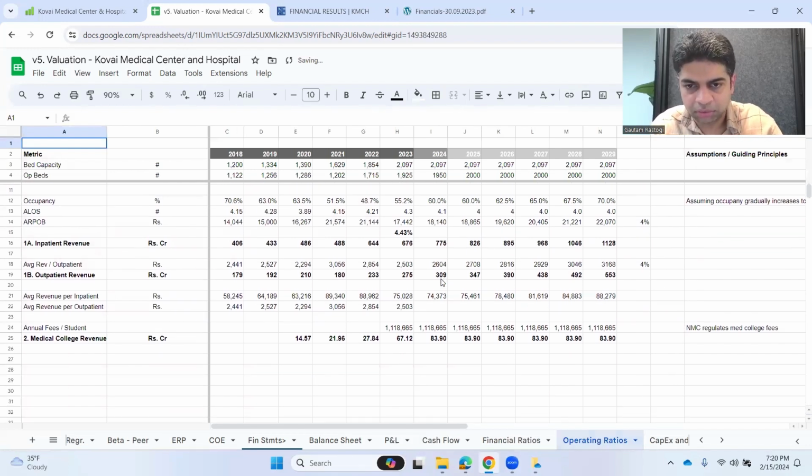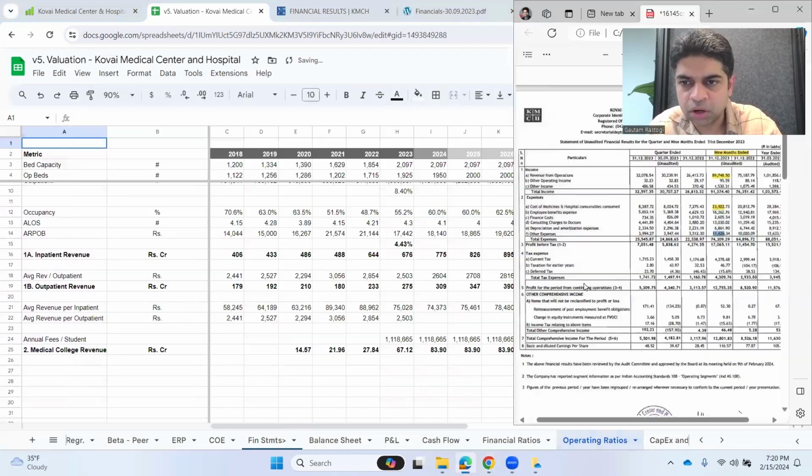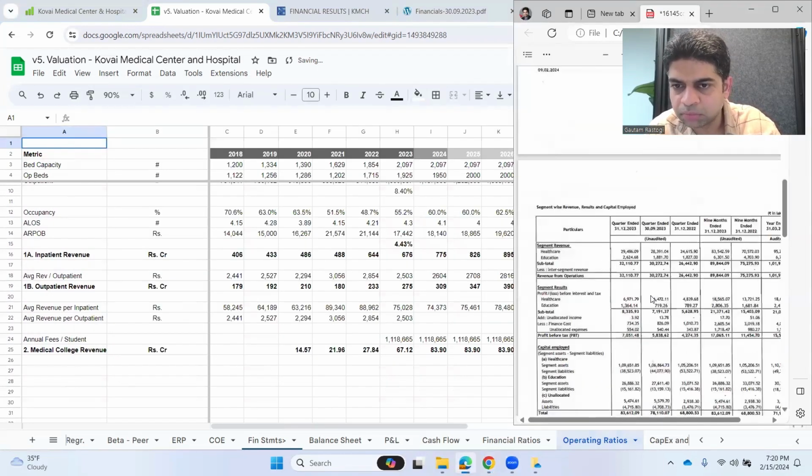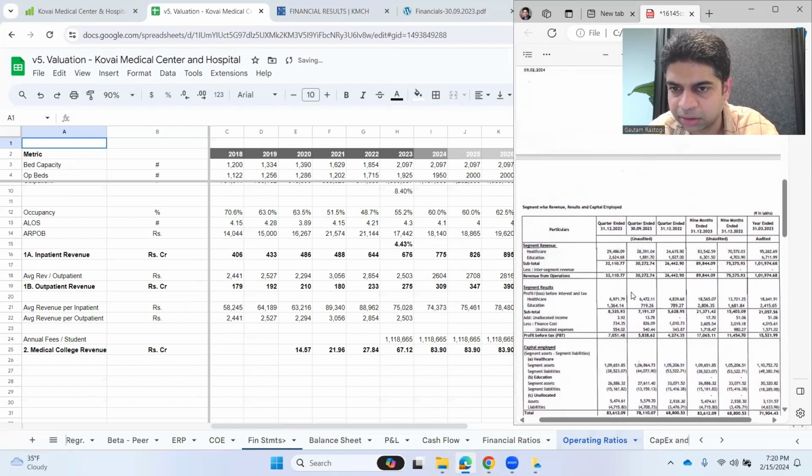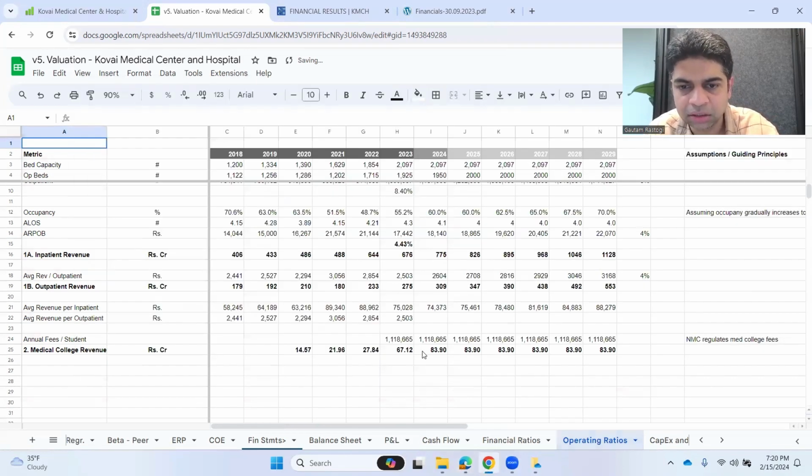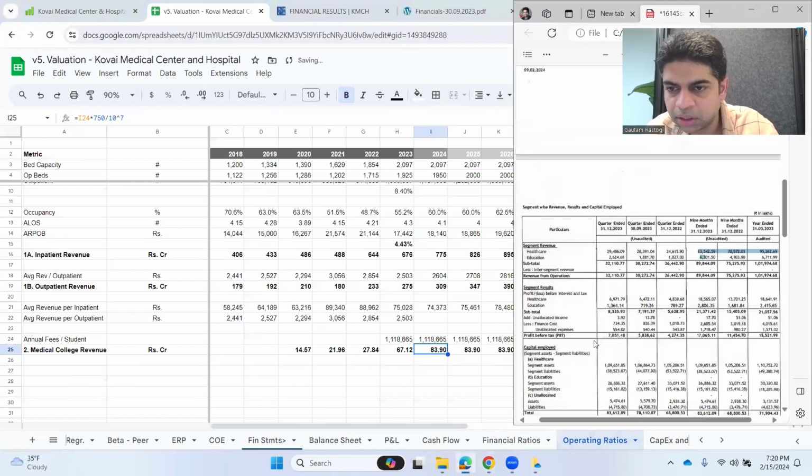Okay. All right. See, we could always get into how much they have reported in healthcare, how much in education. Education is 63 CR for the 9 months. We are at 84. So I think it's pretty close. If they analyze this number, it would be pretty close. So I think this is fine. I'm not going to touch medical college revenue. I think we are good.